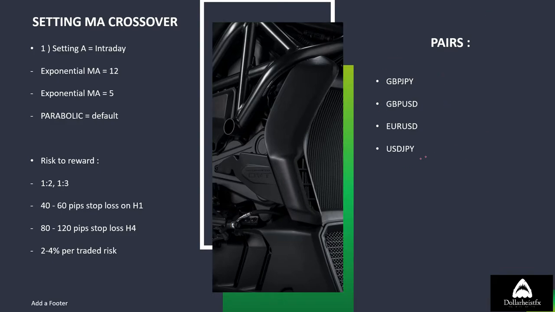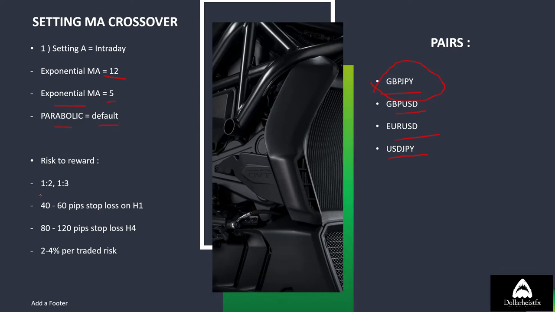These are the only four pairs that I used back in the day: GJ, GU, Euro USD, and USD JPY. Okay, GJ is a much faster pair, and it suits this strategy very nicely. And sometimes when GJ is in a correction, I will change to another pair just to get the extra pips, before I catch the impulsive movement of the GJ. These are the settings that you need: exponential moving average, which is 12, exponential moving average, you put 5, and parabolic SAR, you put it default.